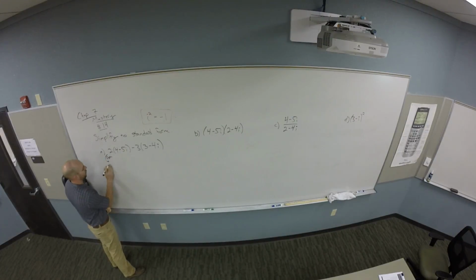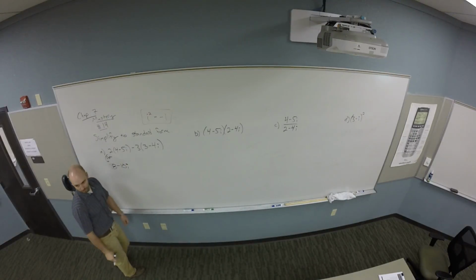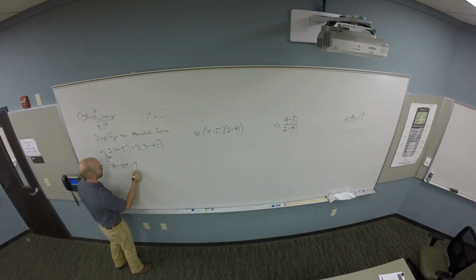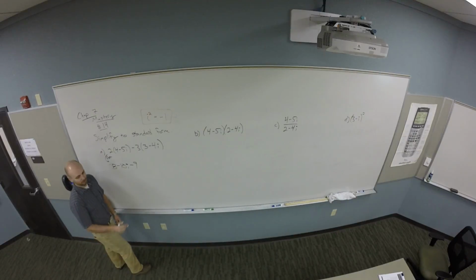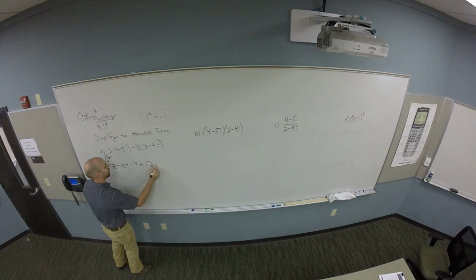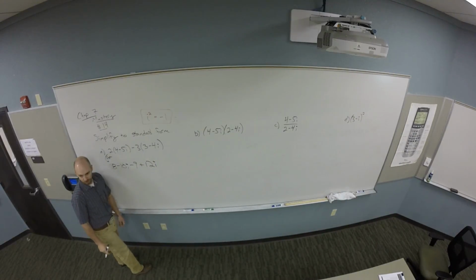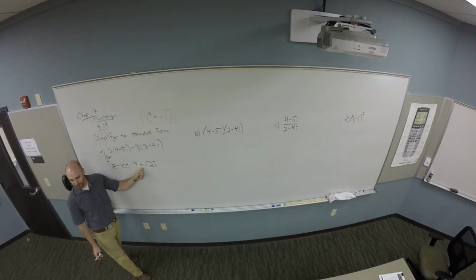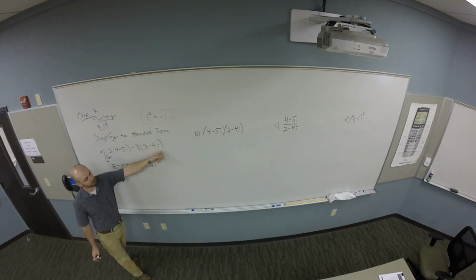so distribute, and we'll get 8 minus 10i minus 9. And I think the only mistake I saw any of you making here was really this minus sign. That should be a plus, because you've got a minus 3 times minus 4, right?